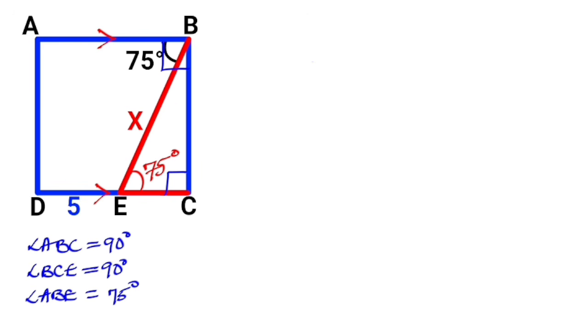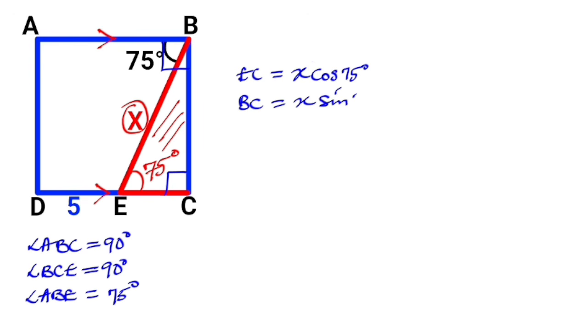Next, let's focus on triangle BCE. In the right-angled triangle BCE, with hypotenuse BE equal to x, the length of EC is equal to x times the cosine of 75 degrees. The length of BC, side of the square, is equal to x times the sine of 75 degrees. Because ABCD is a square, all sides are equal in length, so BC is equal to CD.